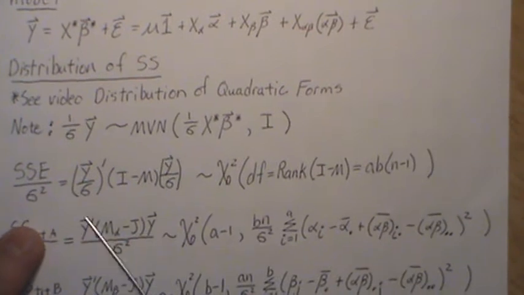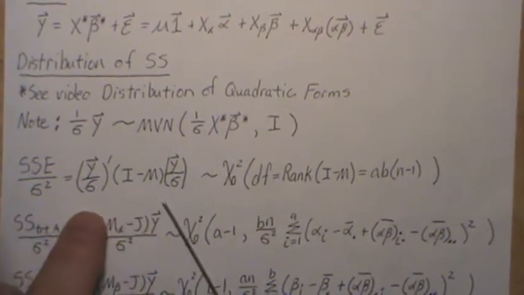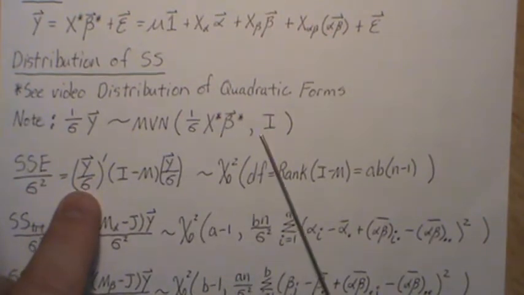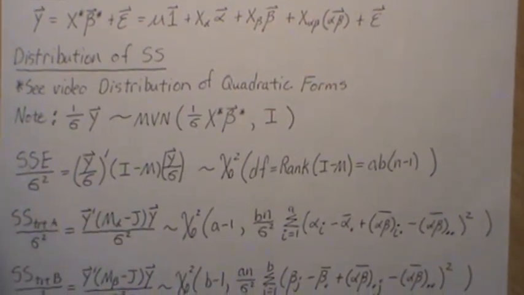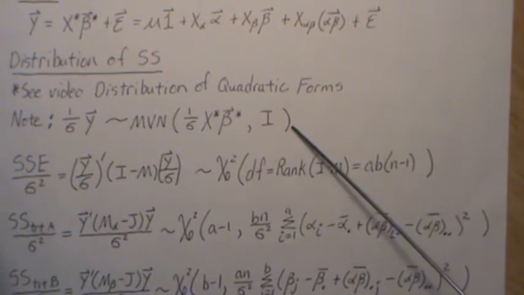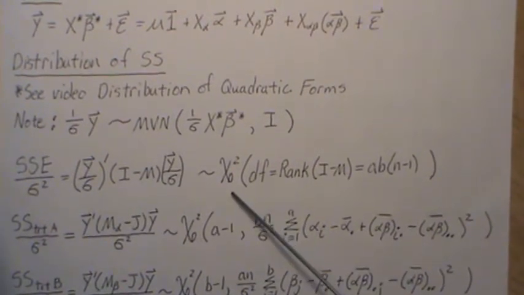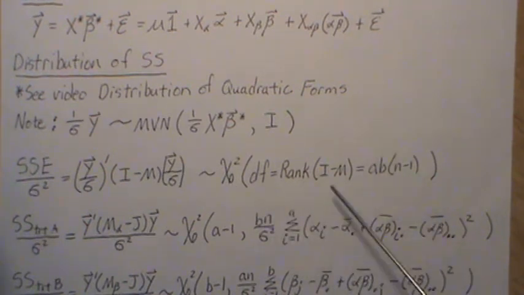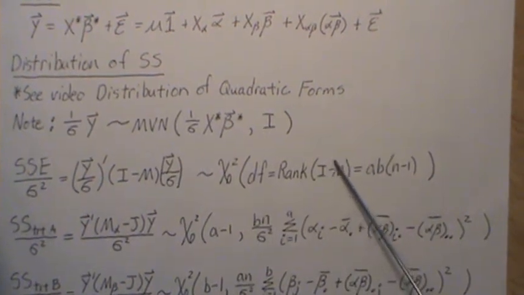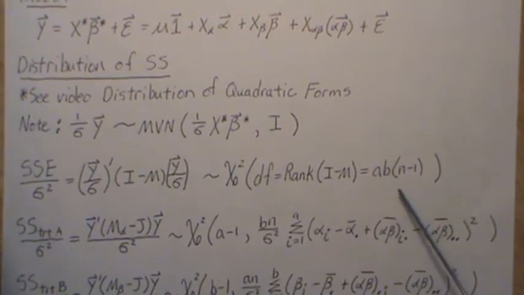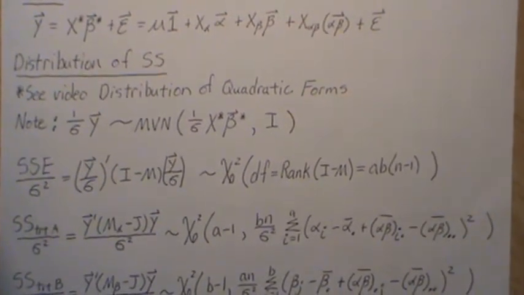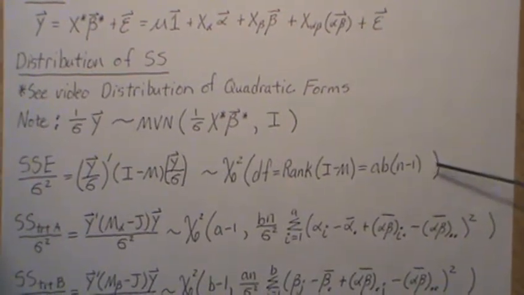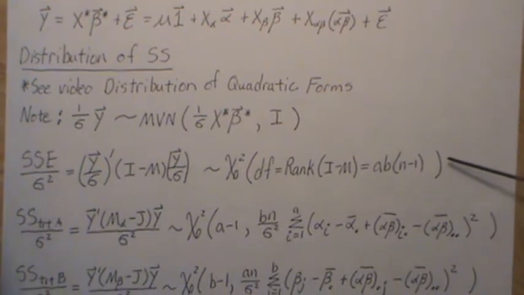So for the sum of squares error, y over sigma is multivariate normal, and this is the matrix in the middle. One of the theorems says that it's a chi-square distribution with degrees of freedom equal to the rank of this matrix, which we proved was AB times n minus 1. It's a central chi-square because the non-centrality parameter ends up going to 0.